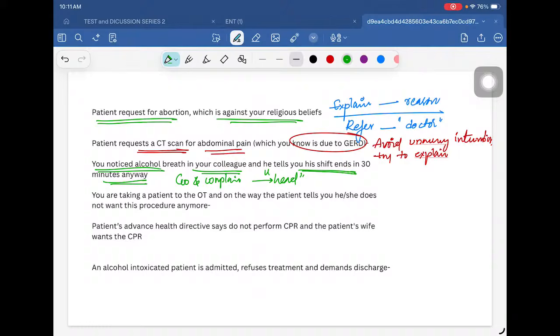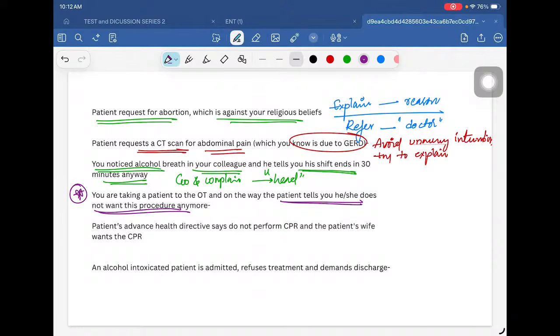There is a whole table wherein we will cover what concern to report to whom, which I'll talk about in the upcoming sessions. Now, you are taking a patient to the OT and on the way the patient tells you he or she does not want this procedure anymore. This is an important case.